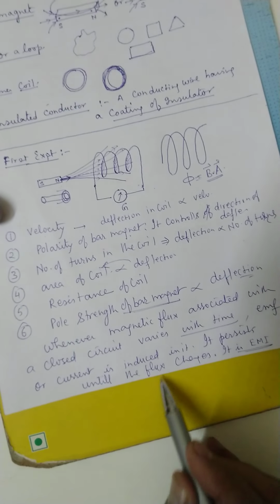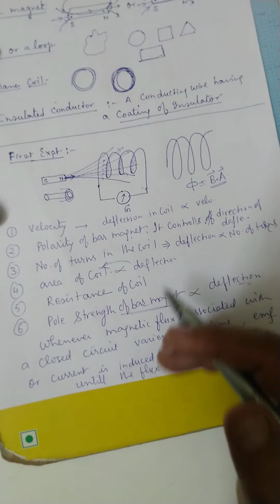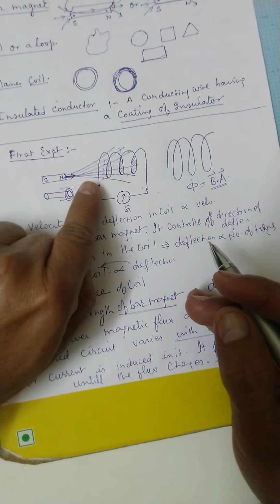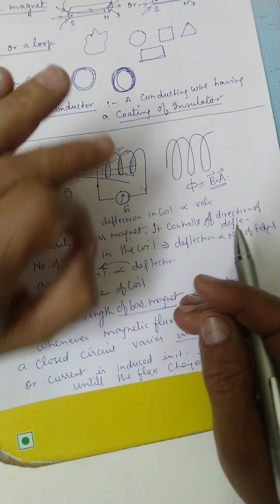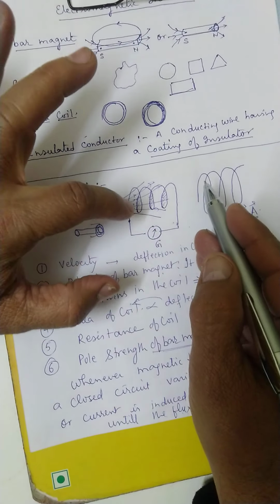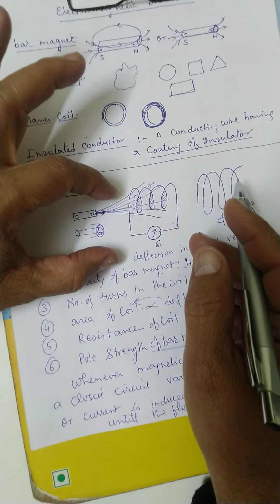So this is what Mr. Faraday told us, that it persists until the change takes place. It is not important whether the flux is increasing or decreasing. It is important that it changes. And when the flux changes, whether it is decreasing or increasing, in both cases you will find there is a generation of electromotive force or current.